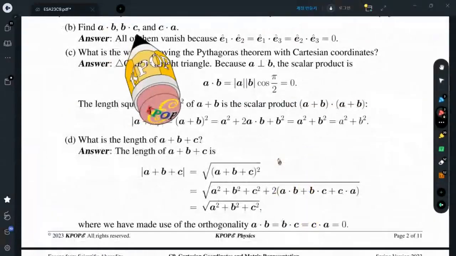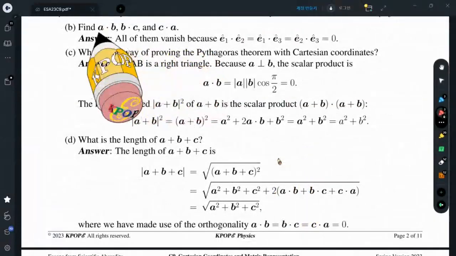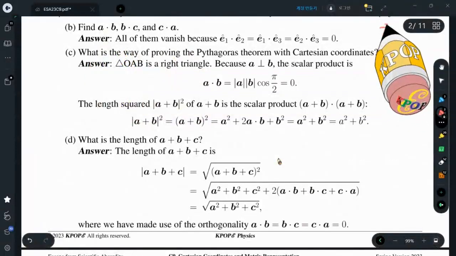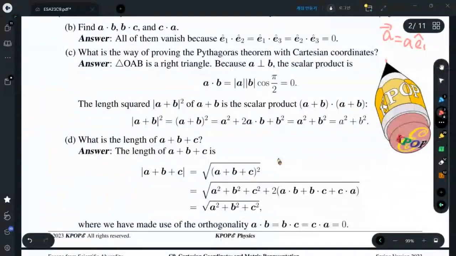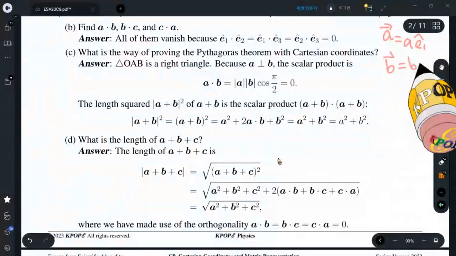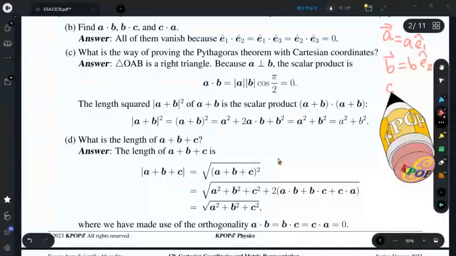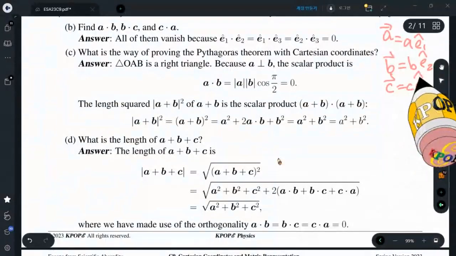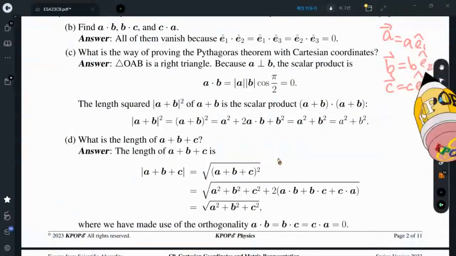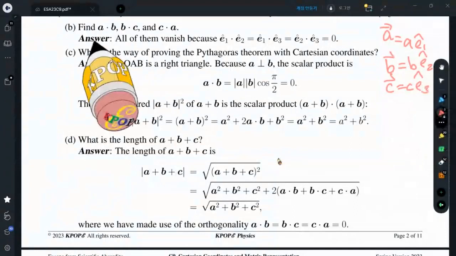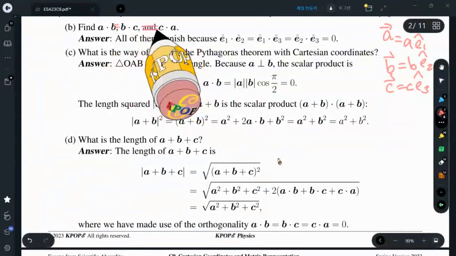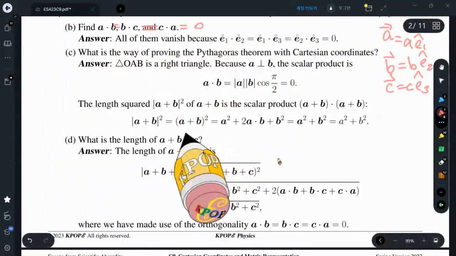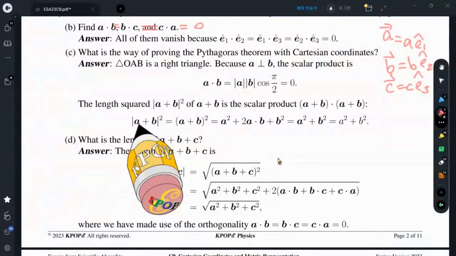Find A dot B, B dot C, and C dot A. We remember A is parallel to E1, B is parallel to E2, and C is parallel to E3. Therefore, all of them are perpendicular to each other. As a result, everything equals 0.